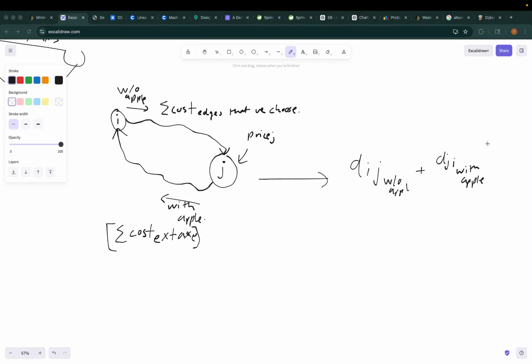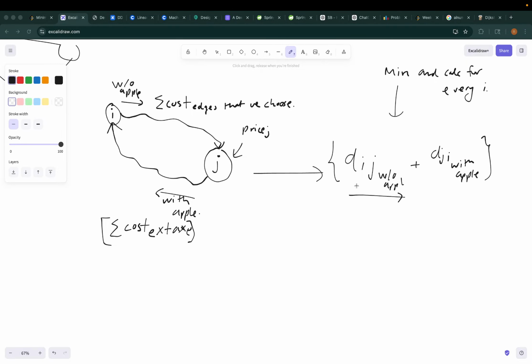So as you can see, there are two kinds of distances. You have to basically minimize this and return the answer for every I. This can be minimized by minimizing this plus minimizing this. Both of these should be minimized. And in order to minimize both of them, you have to apply Dijkstra on two graphs. So G1 is your first graph, which is without apples. G2 is your second graph, which is with apples.